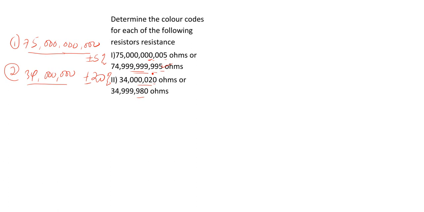So when you are doing color coding, you can always master this table. These are the colors that are used. I will have the color, the significant digits, the multiplier, and the tolerance. So these are the colors.